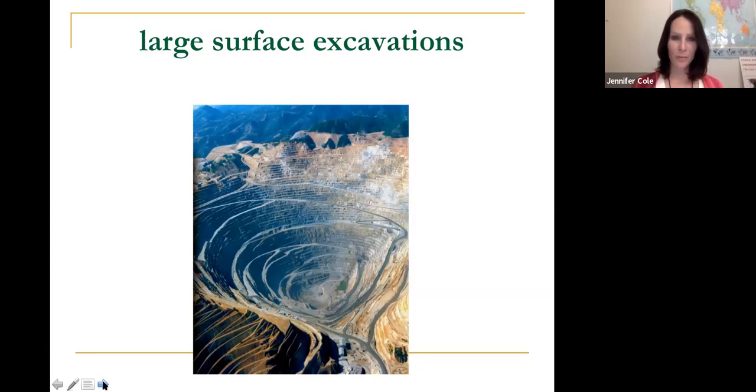Here you have a picture of the Bingham Copper Canyon mine. It's the largest mine in the world. Therefore, it's also the largest mine in the United States. It is about 1.2 kilometers deep. So it's an enormously deep mine. Again, this is something that you will look at when you look at the Dig Into Mining lab exercise.